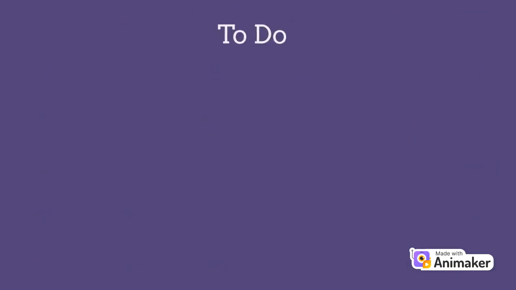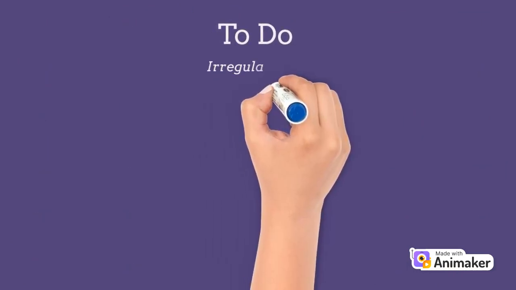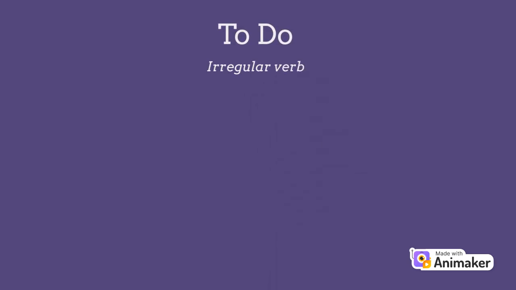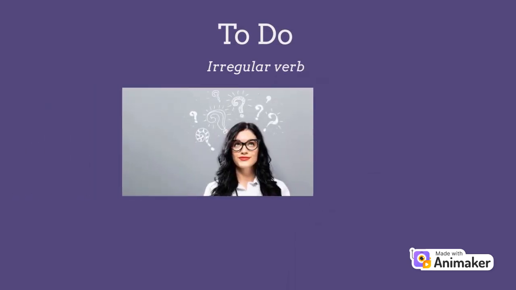The verb to do in English is an irregular verb. Verb to do en anglais c'est un verbe irrégulier. What do I mean when I say an irregular verb?